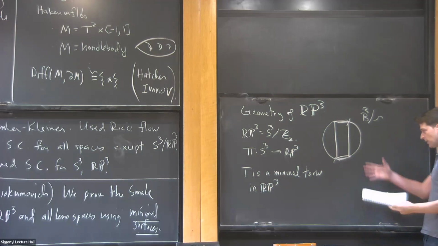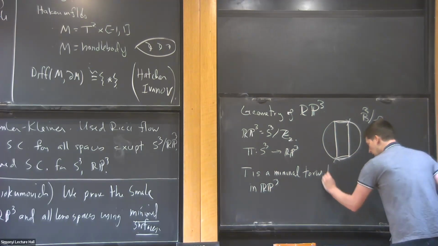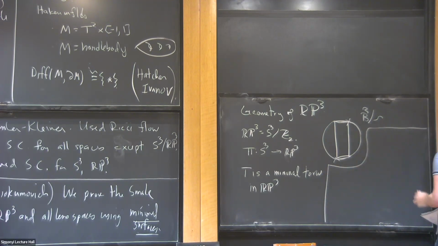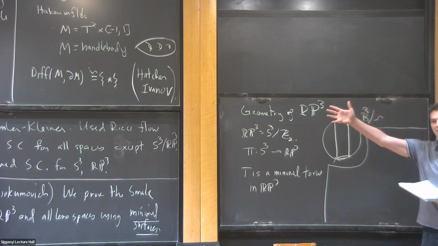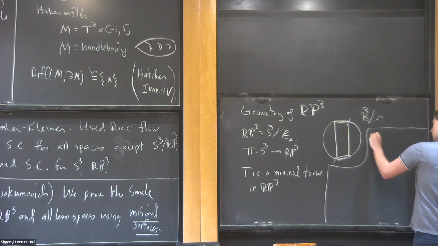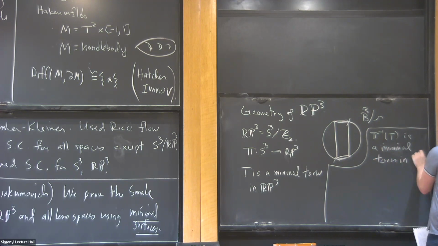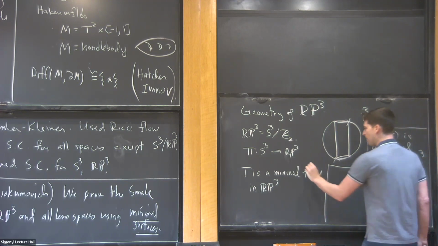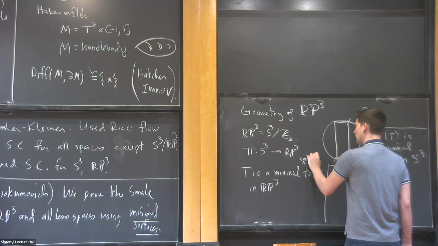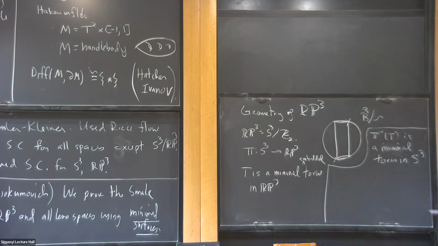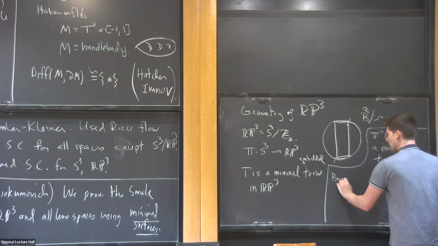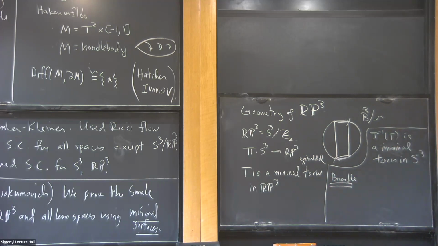So suppose I have a minimal torus. Let's see if we can understand what that has to be. I could take my torus and lift it up to S3 to see what we get. The lift of this torus is a minimal torus in S3. I should say, I'm only focusing on embedded tori, and those have been classified recently by Brendel. Brendel classified all minimal embedded tori in the 3-sphere, and they have to be these Clifford tori.